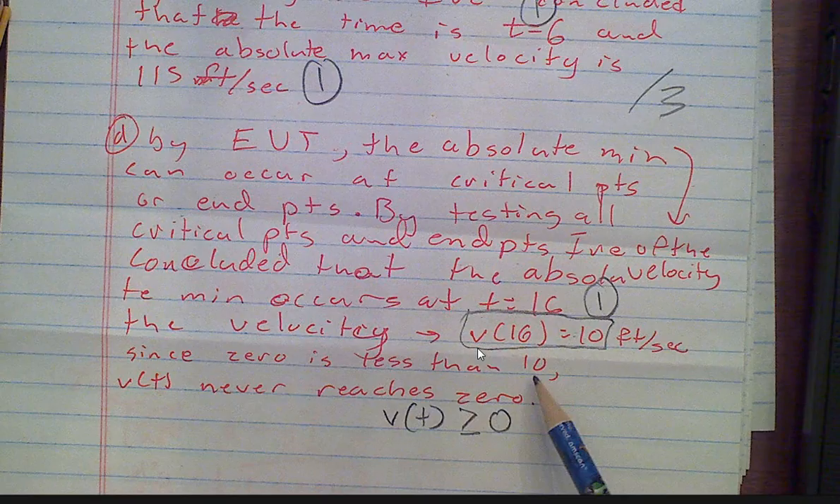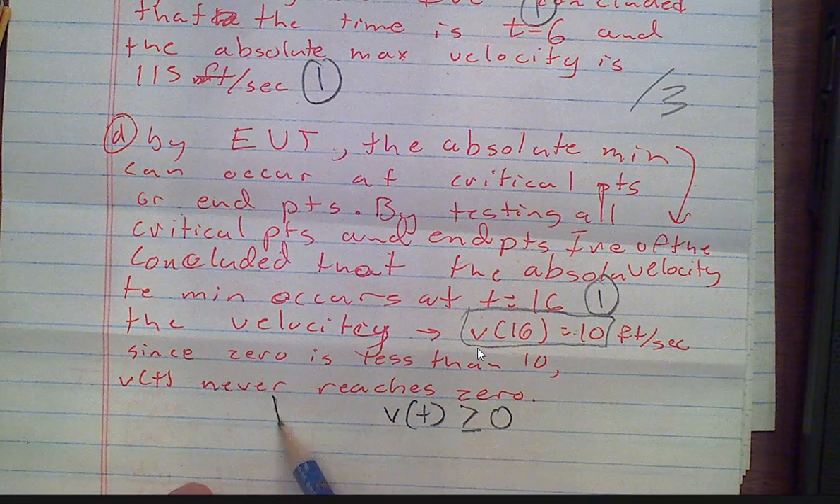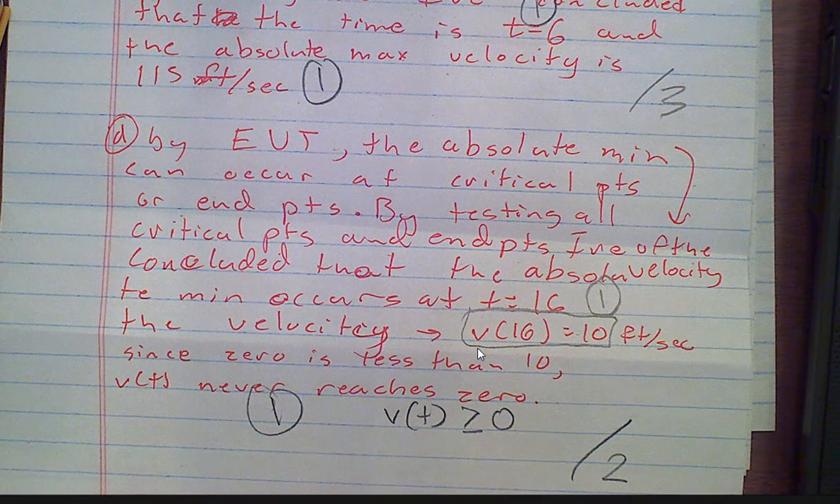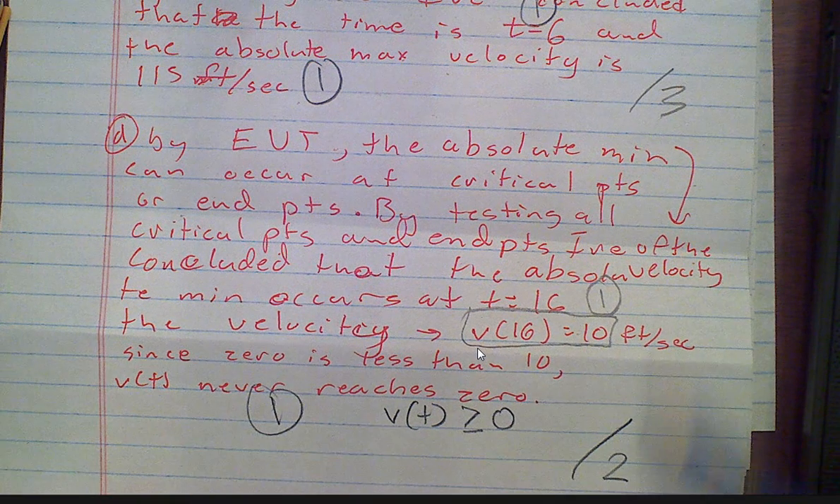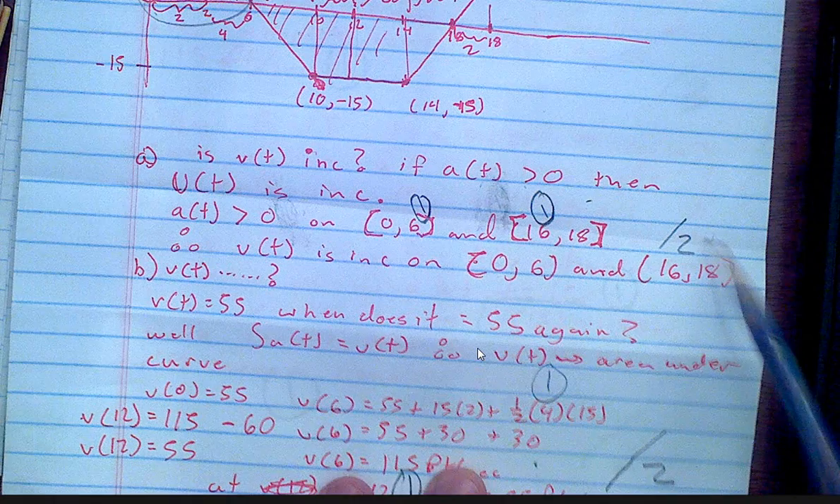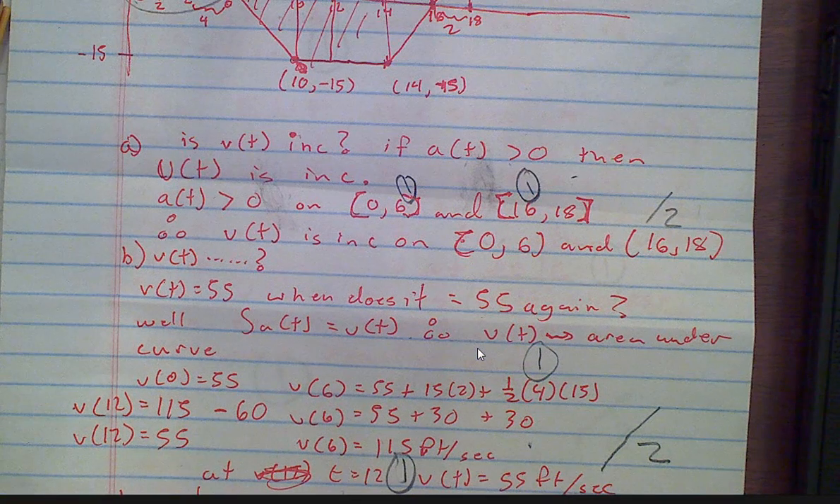1 point for stating that v of t never reaches 0. This is out of 2. Okay? So 3, 2. Alright? 2, 2. So what was that? 3, 2, 6. This is out of 9. Okay?